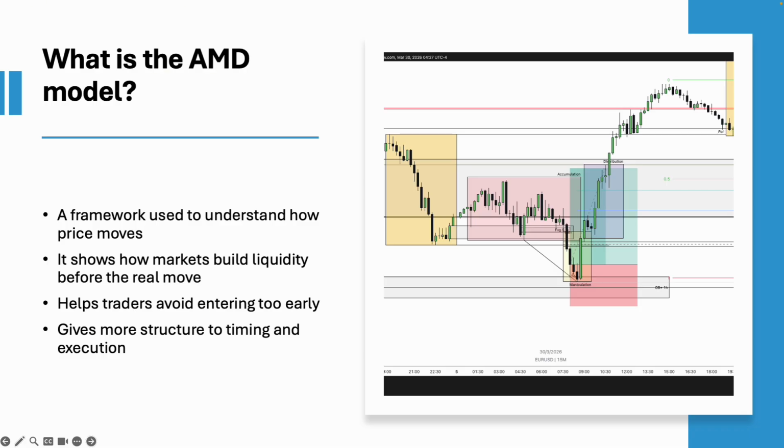Price does not just move randomly. First, liquidity is built in the accumulation phase, and then the liquidity is taken out on the opposite side that price wants to move. So see it this way. If you are bullish for the day, you know from your higher time frame analysis that price will go to the previous day high, as an example. So you will first look for the manipulation the other way around, so a manipulation down, like in this example.